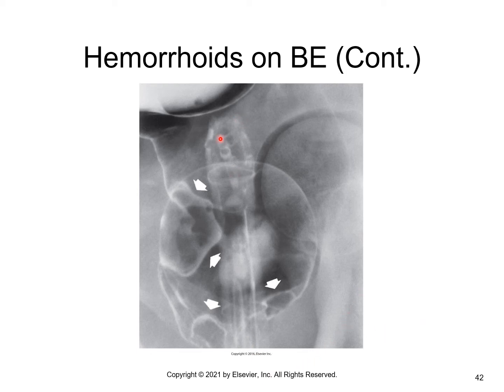Here you see the barium enema tip in the rectum, and you see the rectum is filled with air. And you see these lumps pressing into the rectum. Those are displacements of the normal tissue by dilated varicose veins, or hemorrhoids.